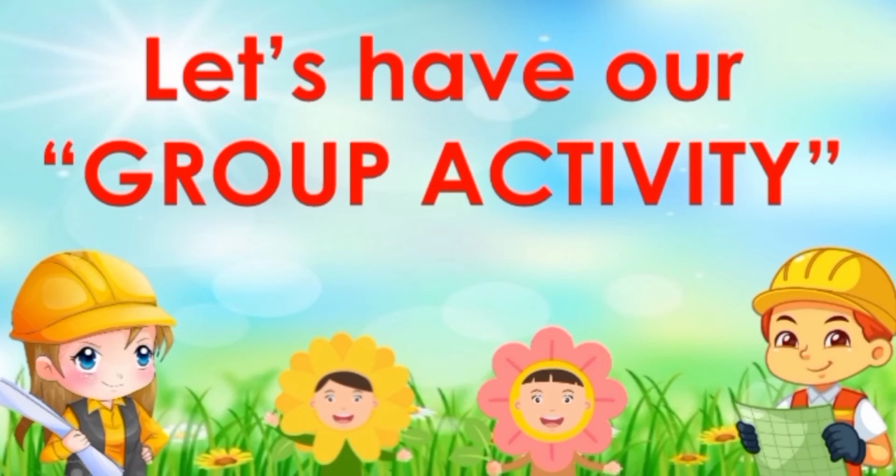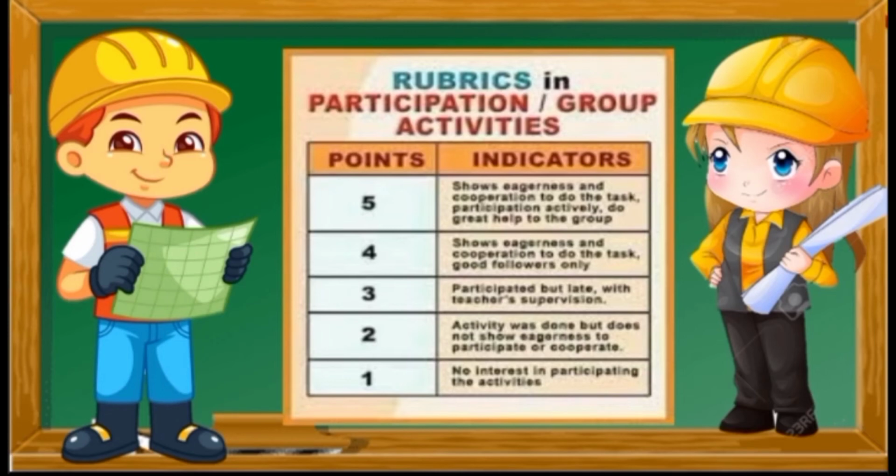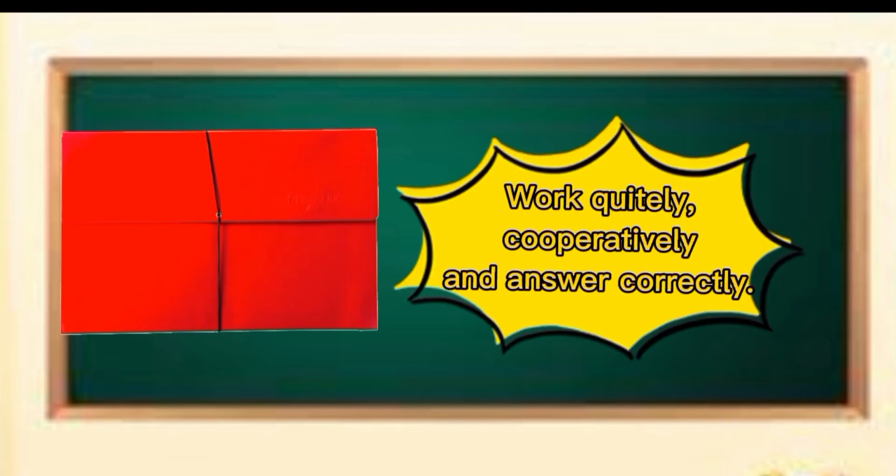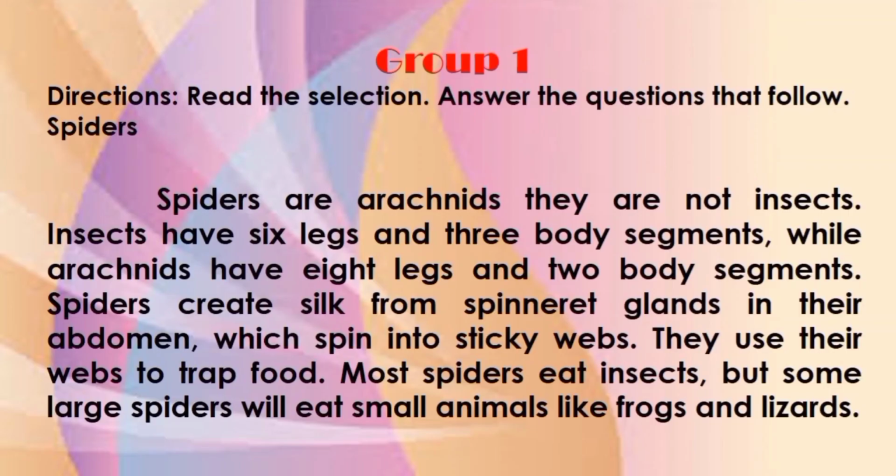Let's have our group activity. Let's use these rubrics for this activity. Alright, I have here an envelope. All you have to do is to work quietly, cooperatively, and answer correctly the assigned tasks of your group. Let's read the directions of each group before we start our group activity.